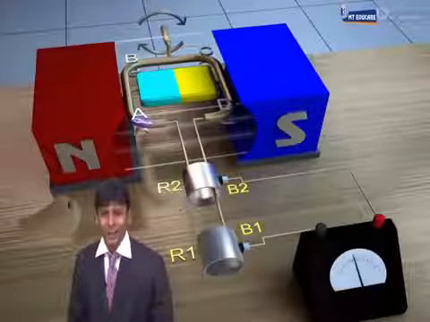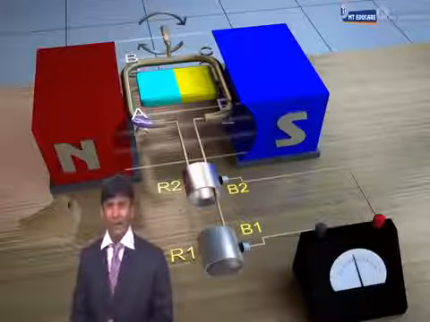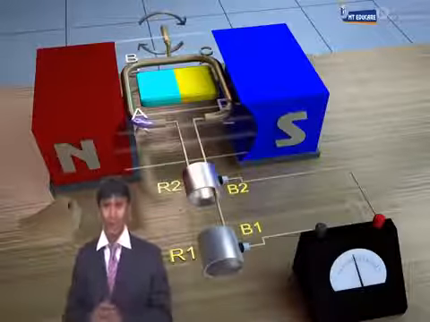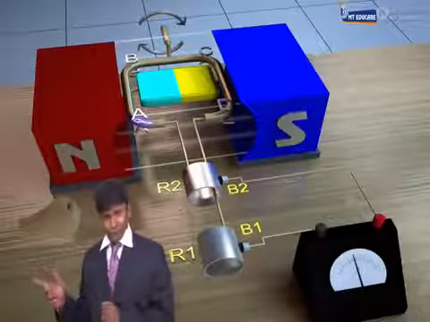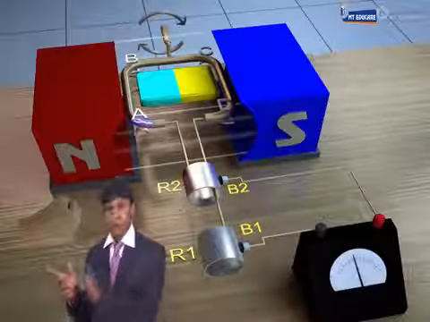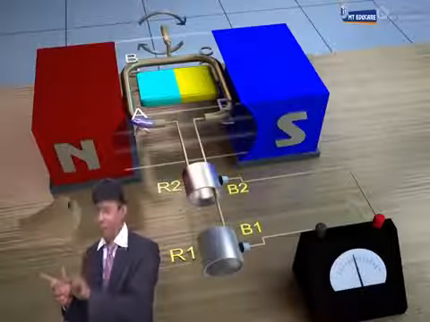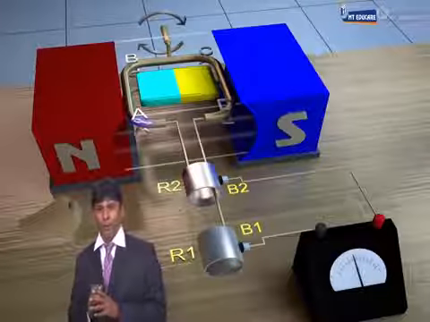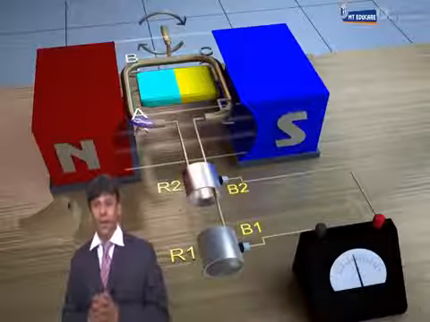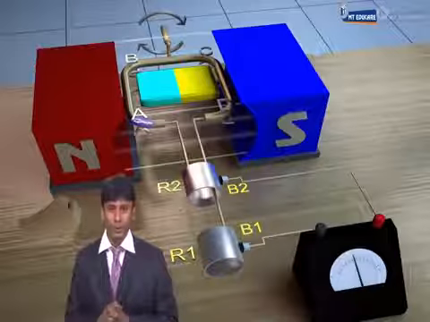Okay students, we have just now seen Fleming's right-hand rule, and from it there's one thing we have understood. If the direction of motion is upwards, then the current is inwards. Now I'm going to use this in understanding how a generator works.